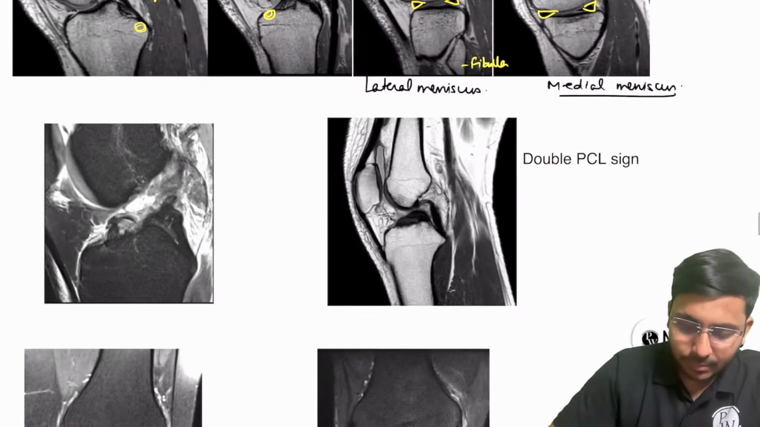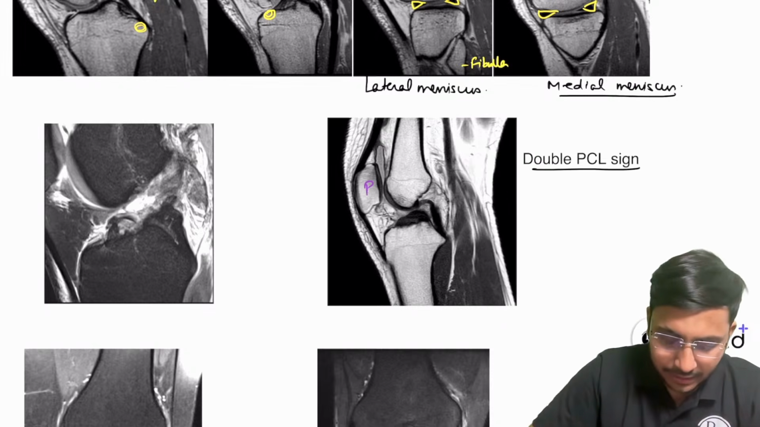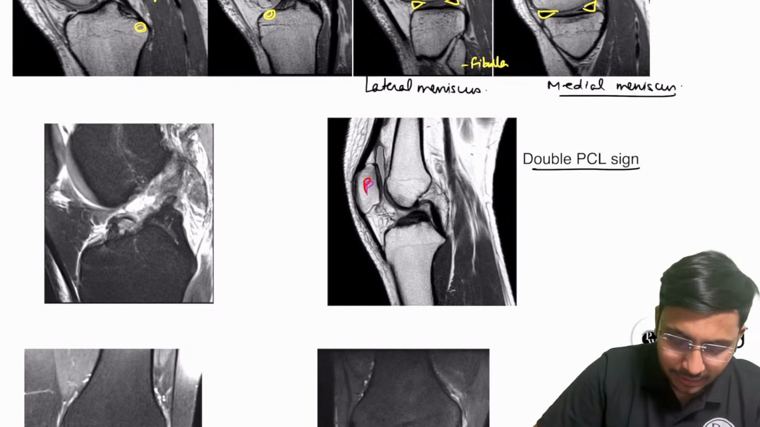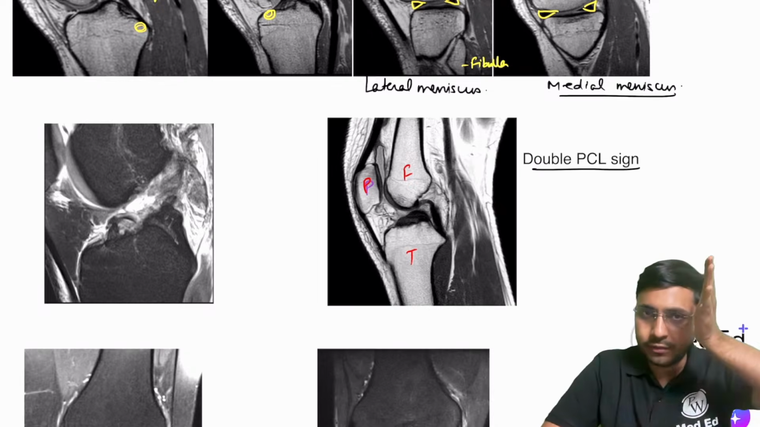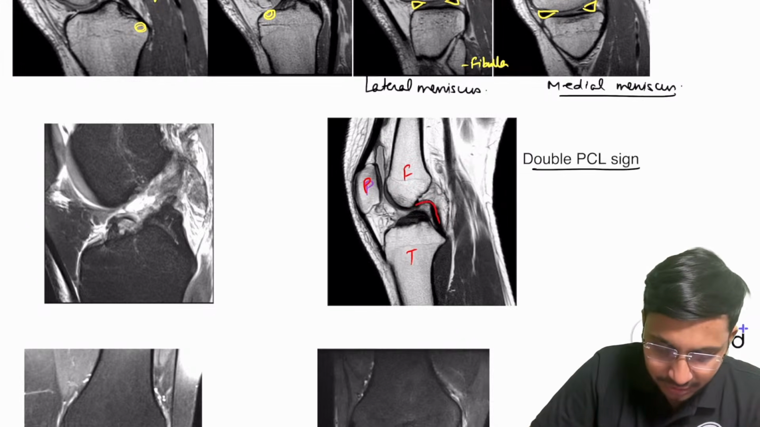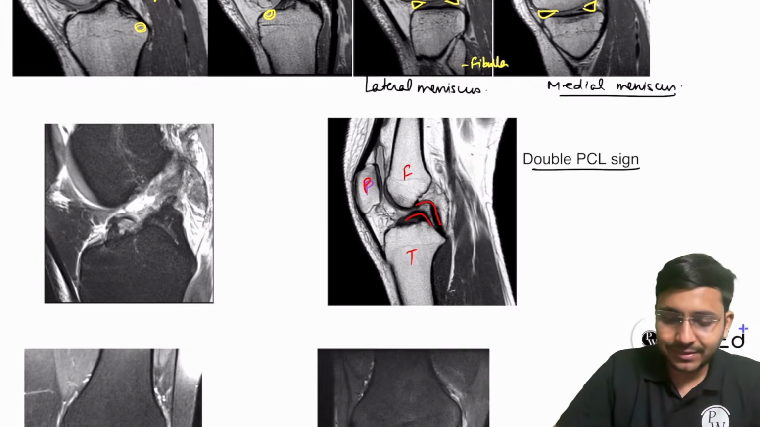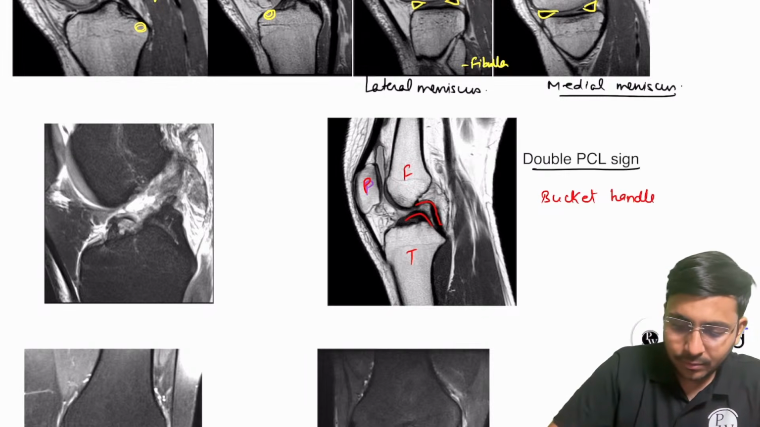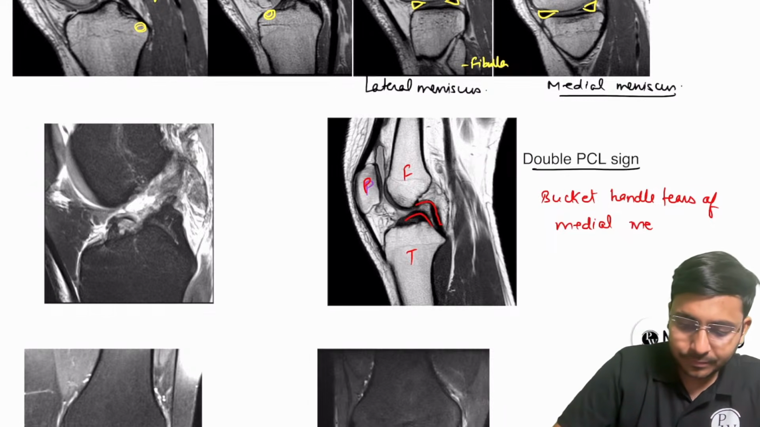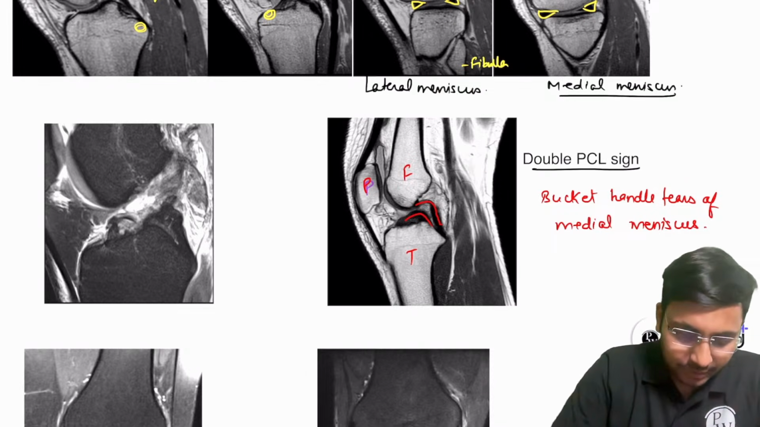Now, there is something known as a double PCL sign that is in the mid-sagittal section of the knee. You're seeing the patella, the femur, and the tibia. This is the mid-sagittal section. In it you are seeing one structure here and another structure here. Looks like a double PCL sign. Where do you see double PCL sign? This is seen in bucket-handle tears of medial meniscus.